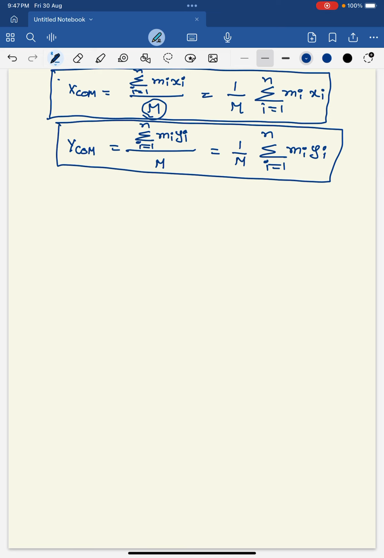Suppose all these particles are lying along the z-axis. In that case z center of mass is equal to the summation over i equals 1 to n of mi zi divided by capital M. Taking 1 by capital M outside: 1 by capital M into the summation over i equals 1 to n of mi zi.